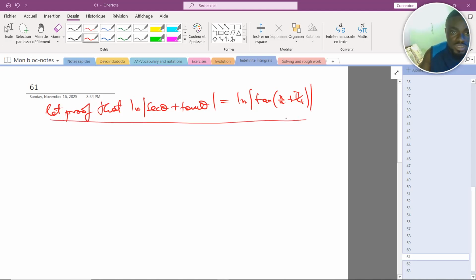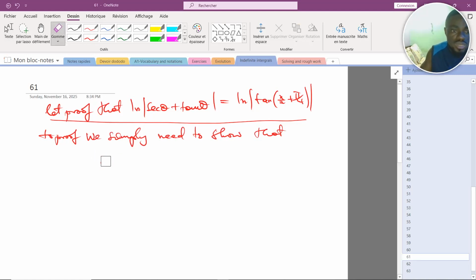So let's prove this. To prove that, we simply need to show that sec theta plus tan theta must be equal to tan of x on 2 plus pi on 4. Okay, I'll prove this starting from here.